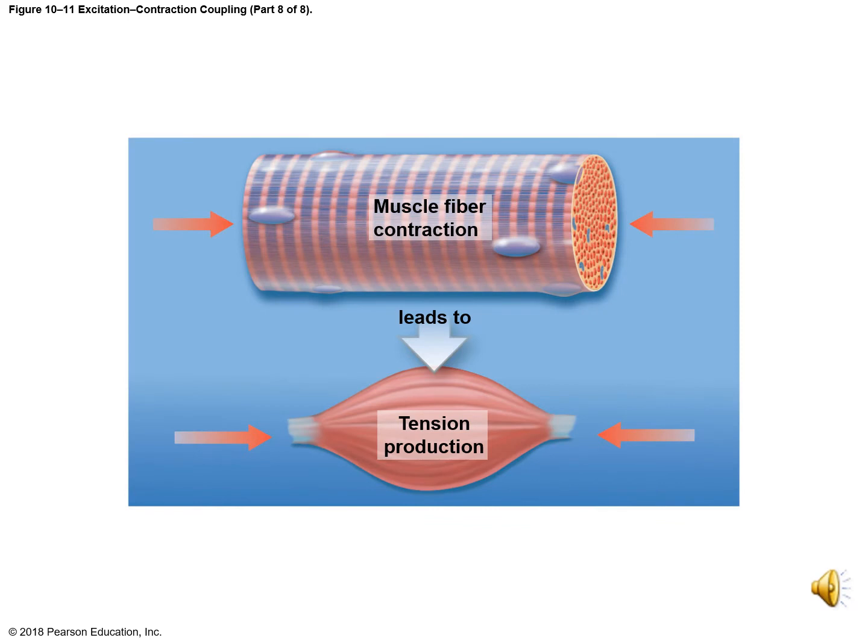Once the muscle fiber starts contracting, it will increase the tension within the muscle fiber itself and increase the tension within the muscle, which is attached to the bone by the tendon, and the tendon will pull on the bone, and this will result in movement.